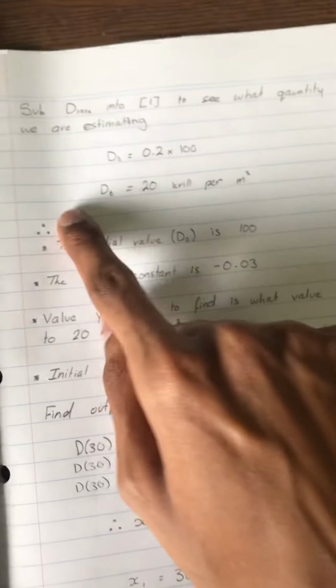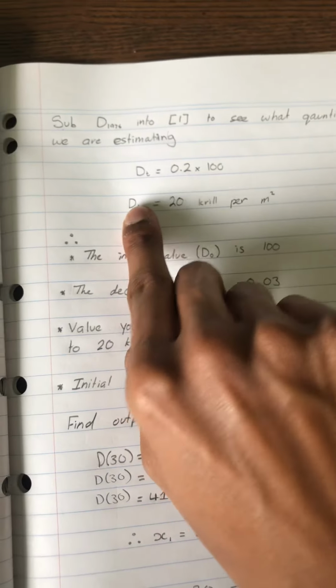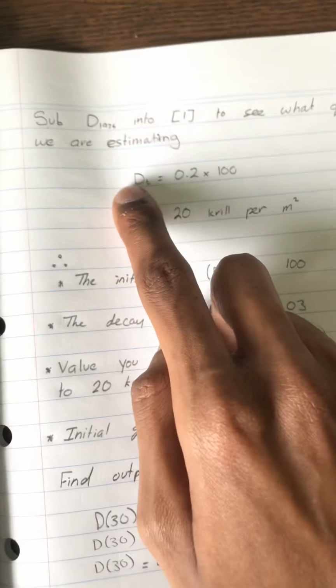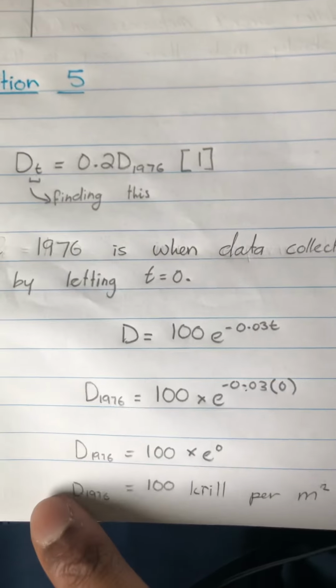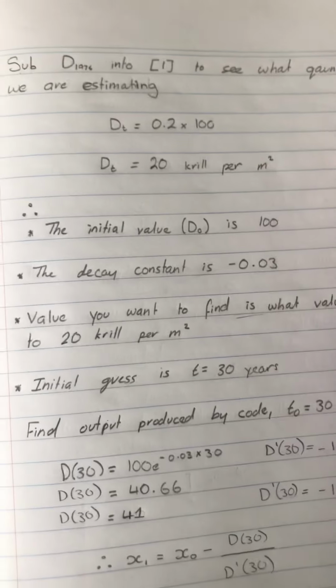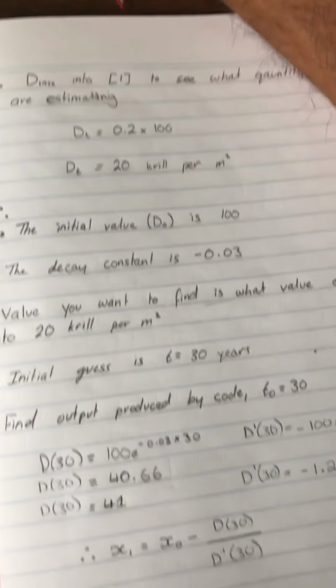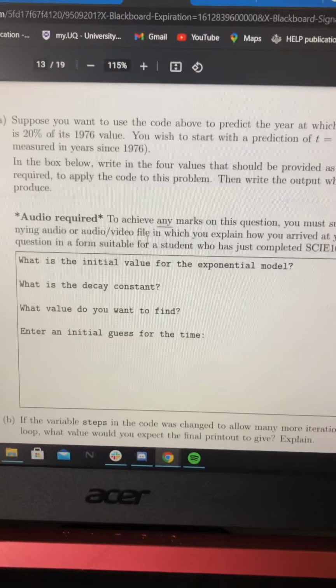Now, once we can figure that out, we can then figure out how much krill we're looking for. Because d of t, if it's 20% of 1976's krill, d of t is equal to 0.2 times 100, because d of 1976 is 100. And then we can figure out that d of t is 20 krill per meter squared. And now that we figured that out, we can essentially start answering these questions in the box.